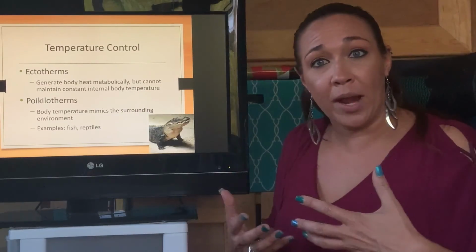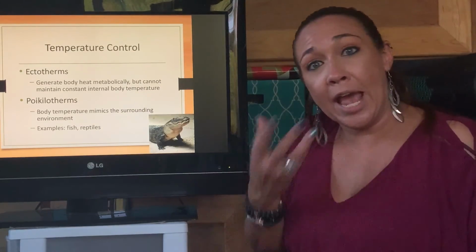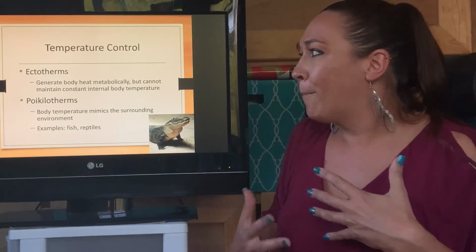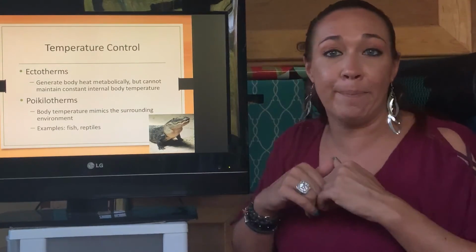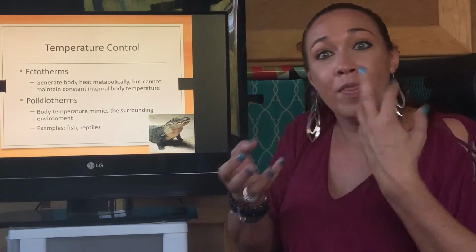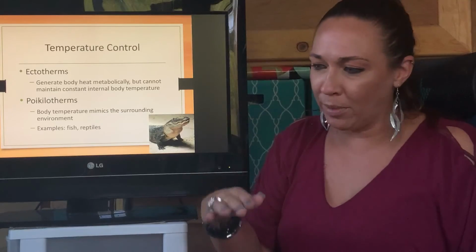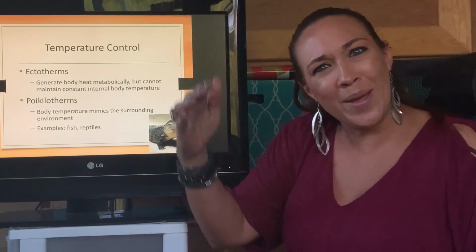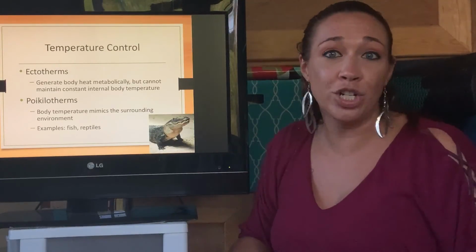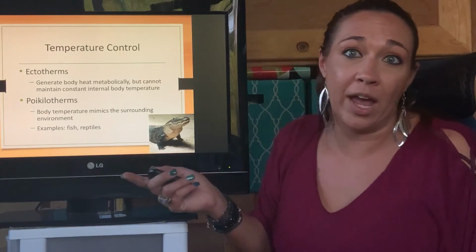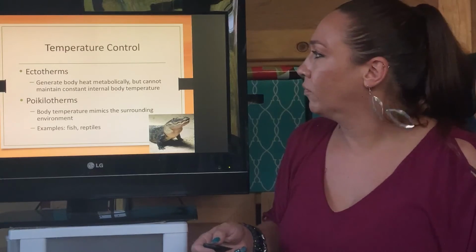Ectotherms do generate metabolic heat, meaning as they're eating and breaking down nutrients, they do generate metabolic heat, but they can't maintain that metabolic heat. So it's pretty much when they're eating something and they're breaking it down, yeah, okay, it goes up, but then their metabolism slows and it goes down, and then it goes up and it goes down. So they're not really in charge of it. It's just kind of a byproduct of their eating, is all of a sudden, okay, they regulate a little bit.